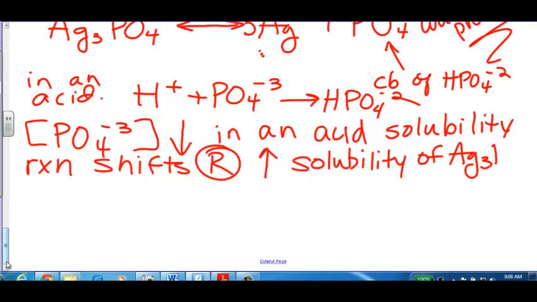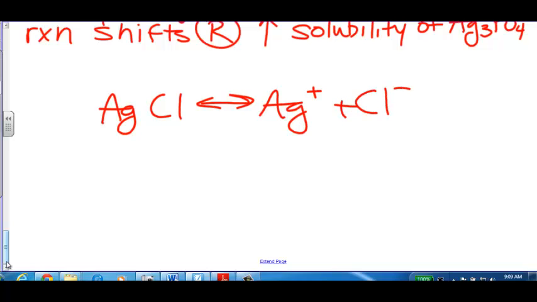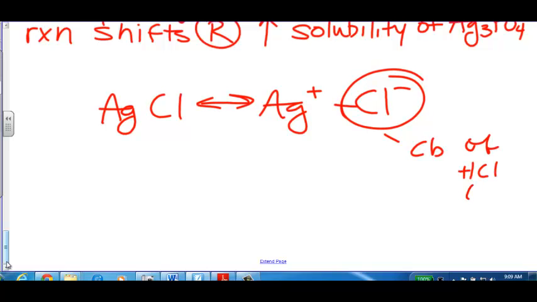So it's all based on Le Chatelier's principle, how these are working. Okay? Now, not all salts will do this. If you look at the next thing, the solubility of AgCl is the same in pure water as it is in an acid. Can you figure out why? AgCl dissociates into Ag plus and Cl minus. This is the conjugate base of HCl, which is a strong acid. Does this want protons?